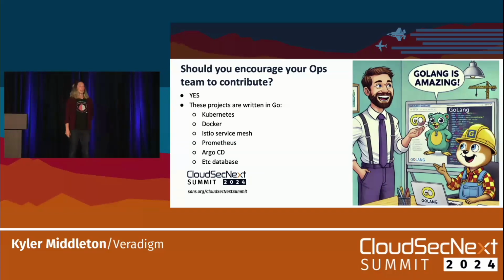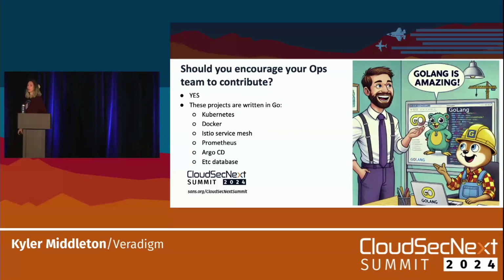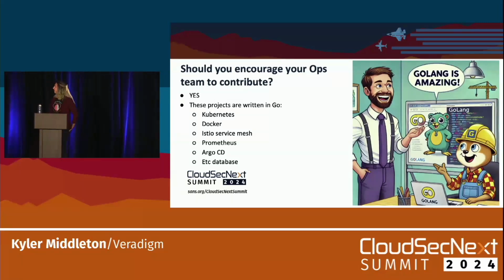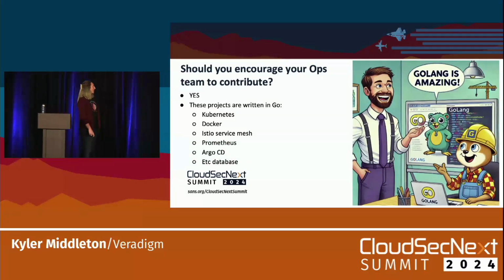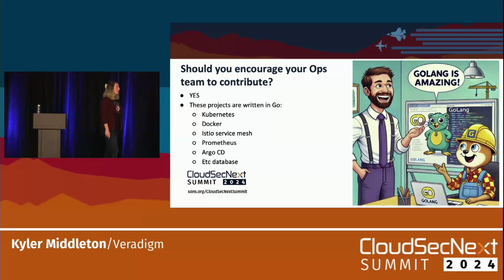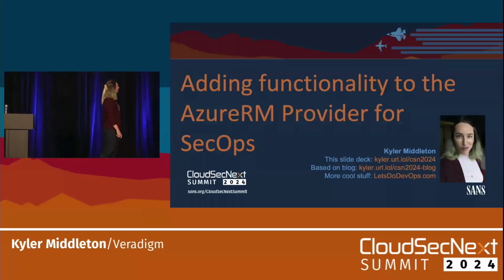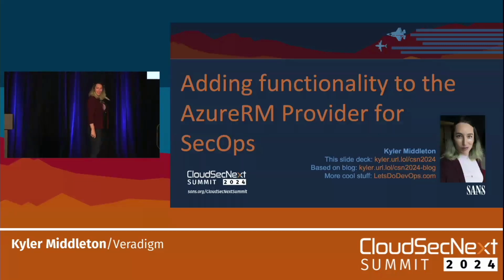So Kubernetes, Docker, Istio Mesh, Prometheus, Argo CD, etcd database. I am sure you all are familiar with most or all of these tools. They're all written in Go. So if you want to go down to the source code and figure out how this tool works, can we make changes to it, can I add this thing, your team's got to learn Go, or you have to learn Go. And that's it. I think I talked really, really fast, but that's how we added functionality to the provider.